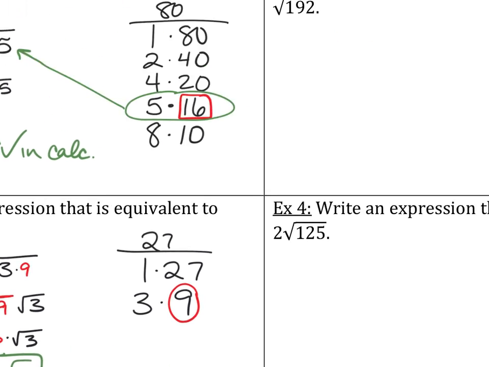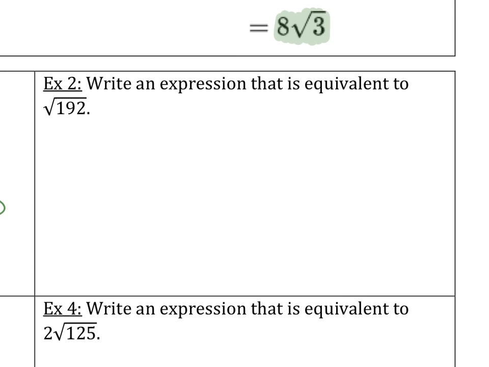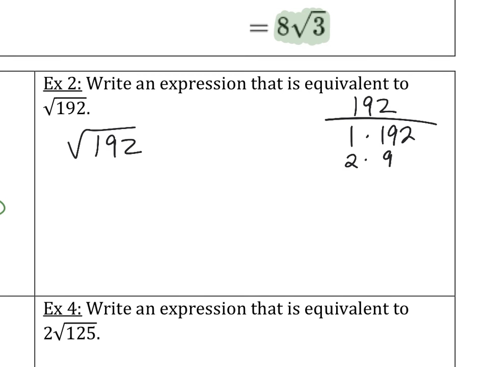Okay, if we go up to number 2, which we're going to do together, it's the same prompt. It says write an expression that is equivalent to square root of 192. So I'm just going to make a list for 192. This list is a little long, so make sure you leave yourself room to do it. We take 192 and we divide it by 1. Comes out to a whole number. That's on my list. 1 times 192. How about 2? 96. How about 3? 64.